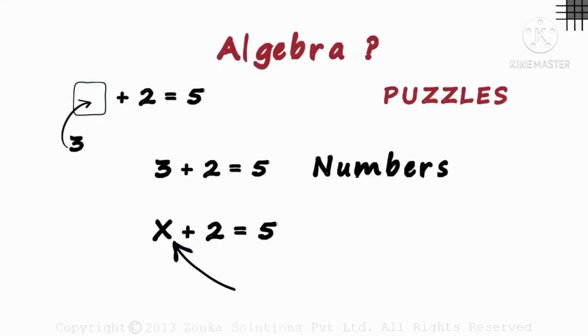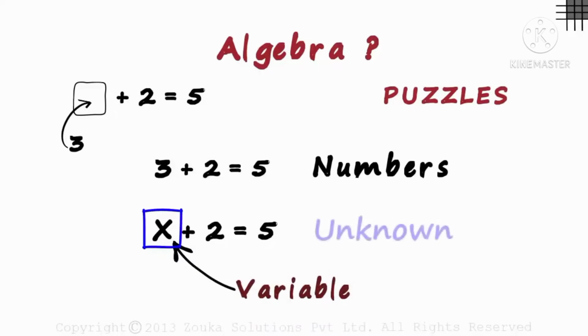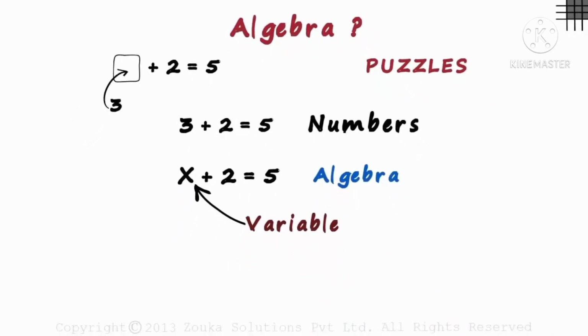These letters are also called variables. Sometimes also referred to as the unknown since its value is not known to us. This is algebra. It deals with variables and unknowns, and we are expected to find their value.